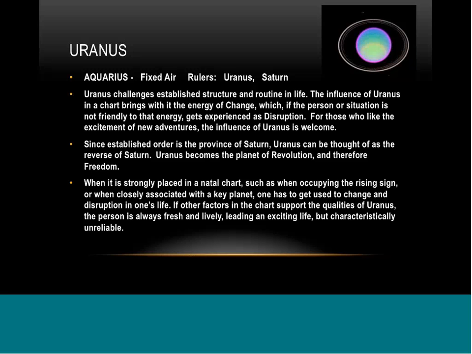And if other factors in the chart support the quality of Uranus, you might find the person is always fresh and lively, has an exciting life, but they could be quite unreliable and unpredictable. So maybe when I'm saying this to you, you could think about your own chart. Where is Uranus in your own chart? Where is it placed? And is it having that influence? When we come to the end of this session, we have an interactive stage. We'll talk about what you've found yourself. So that's Uranus there in its meanings.